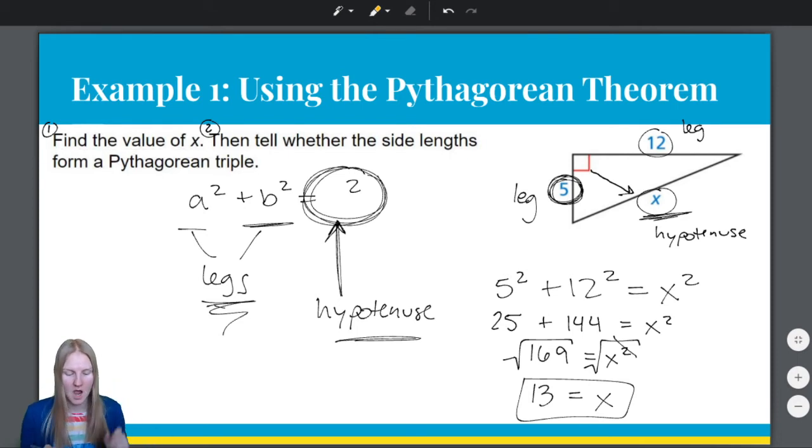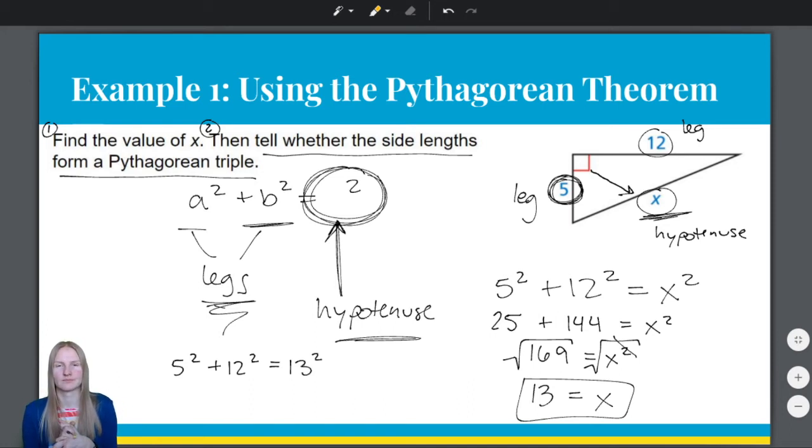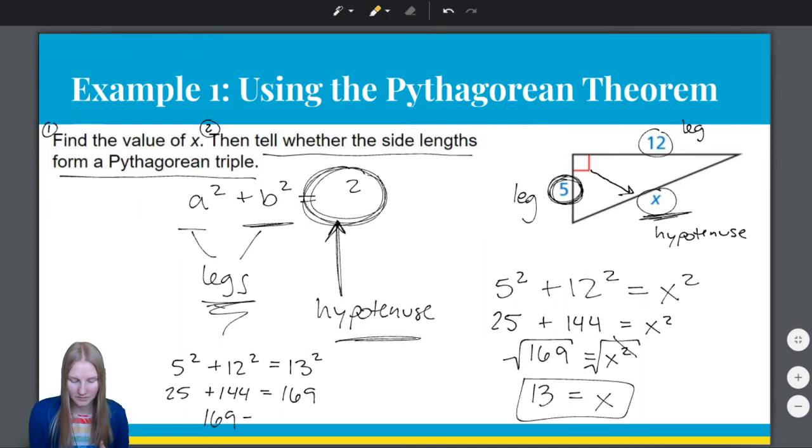Part 1 is done. Part 2 says, tell whether the side lengths form a Pythagorean triple. Well, if I have a Pythagorean triple, that means I should be able to say 5 squared plus 12 squared equals 13 squared. Can I do that? Does 25 plus 144 equal 169? Yes, they do. So because a squared plus b squared equals c squared, these sides form a Pythagorean triple.